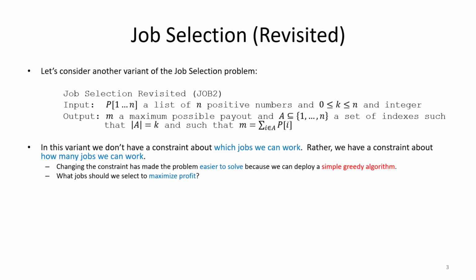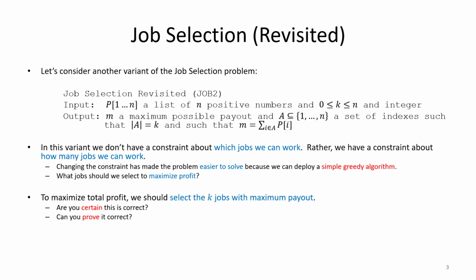Okay, so hopefully whatever you've got in your mind is the right answer. The idea should be, well, we should pick the ones that pay us the most. There are k jobs that pay us the most. We should pick those ones and not any other ones. Now, I've left this bit here with a couple questions.